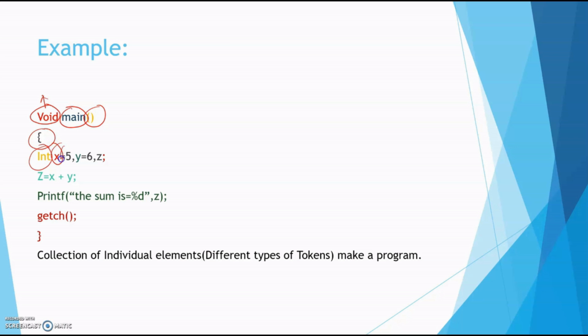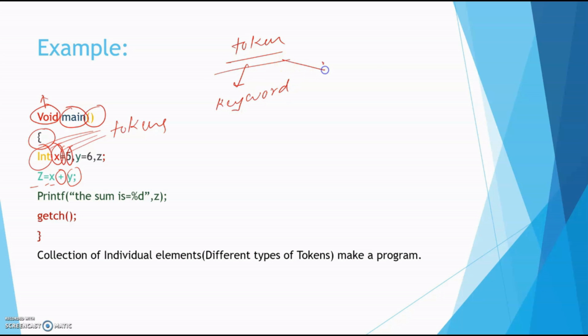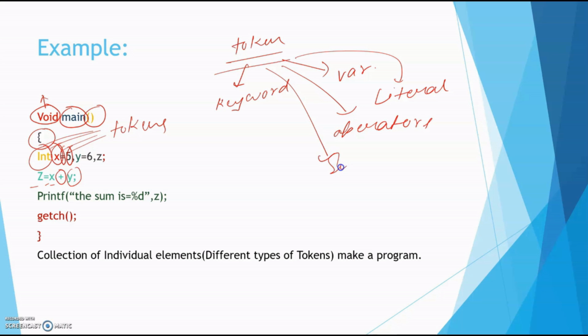These are the variables. These are the assignment operators. These are the literal values. All these things are tokens. This is a token, this is a token, this operator is also a token. So tokens have different types, like keywords, variables, literals, operators, and symbols.